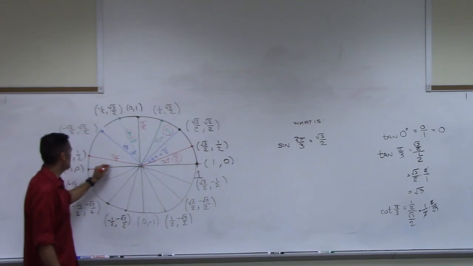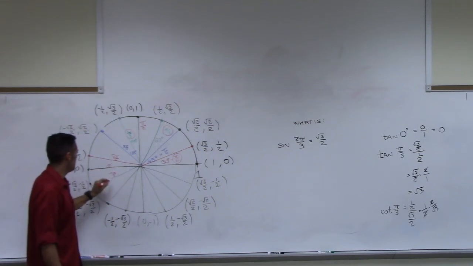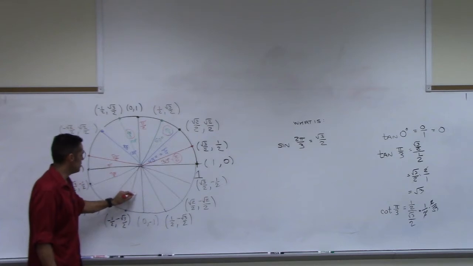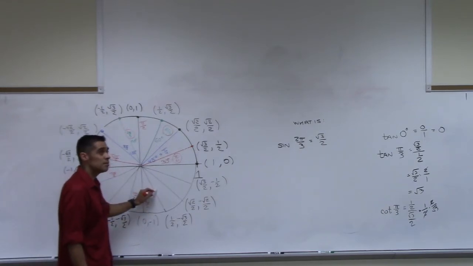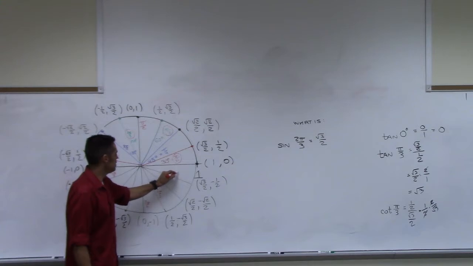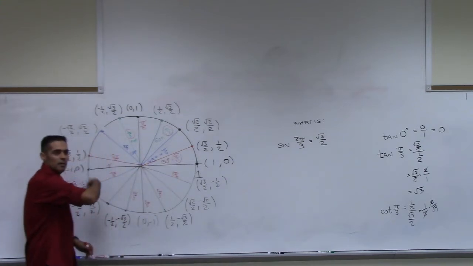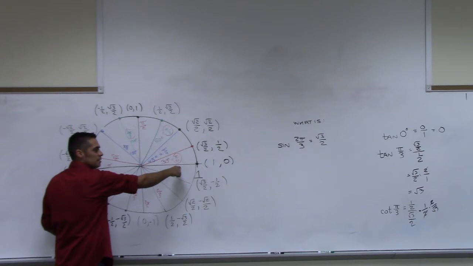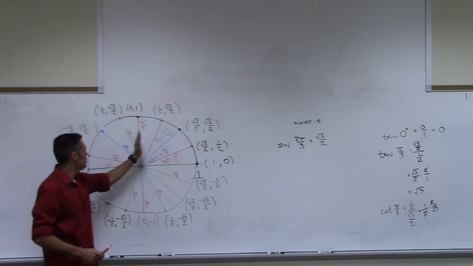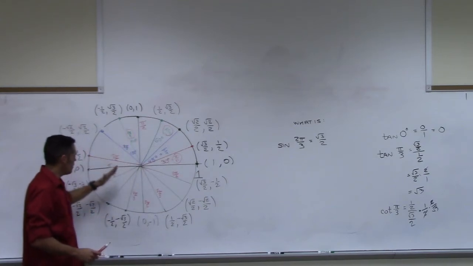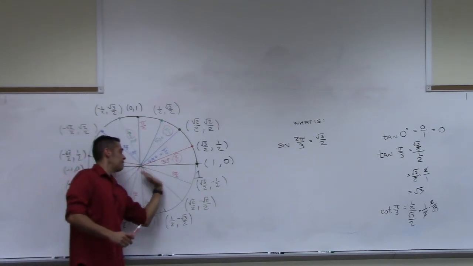This is 6 pi over 6. This is 7 pi over 6. This one is 8 pi over 6, which reduces. 9 pi over 6, which reduces. Where am I? 10 pi over 6, which is really 5 pi over 3. 11 pi over 6. And that brought me all the way back around to 12 pi over 6, which is 2 pi. And then I could do the same thing for the blue ones. Pi over 4, 2 pi over 4, 3 pi over 4, 4 pi over 4, 5 pi over 4, 6 pi over 4, 7 pi over 4, 8 pi over 4.